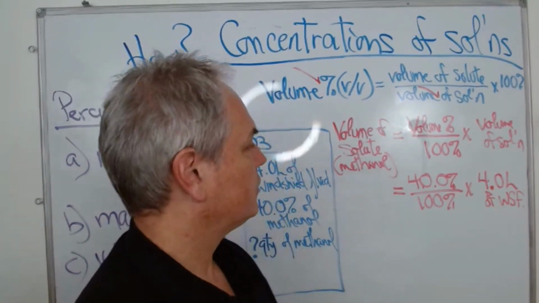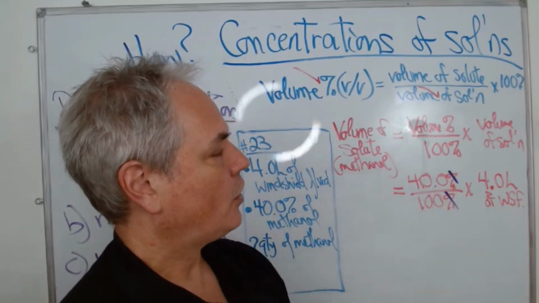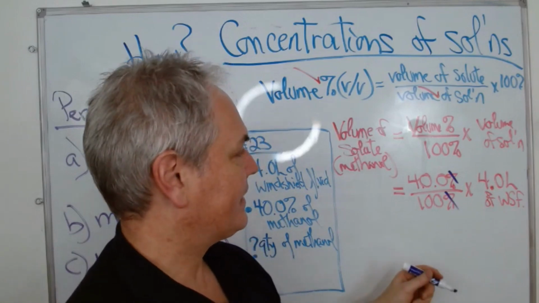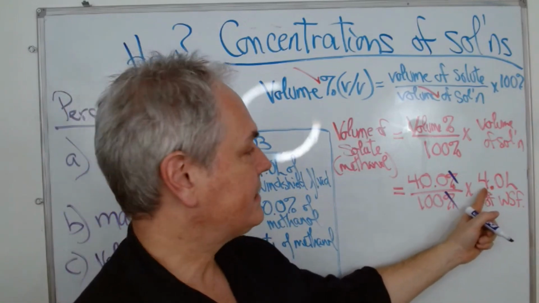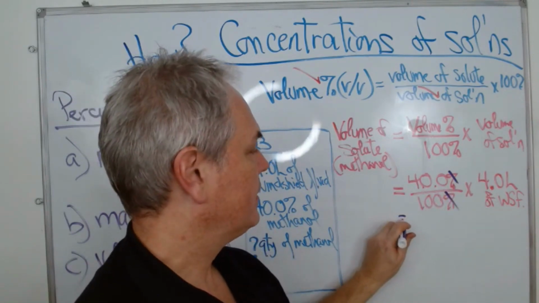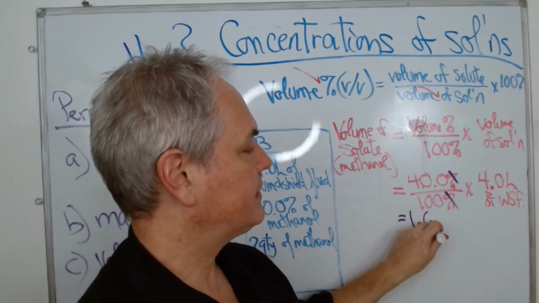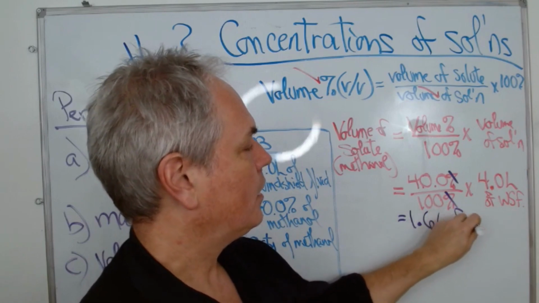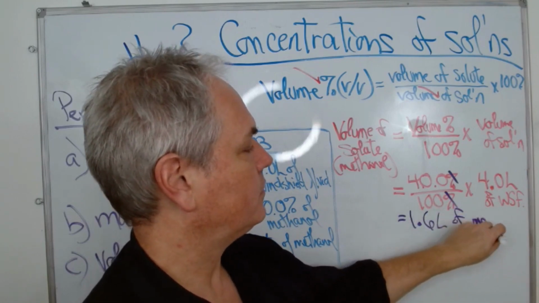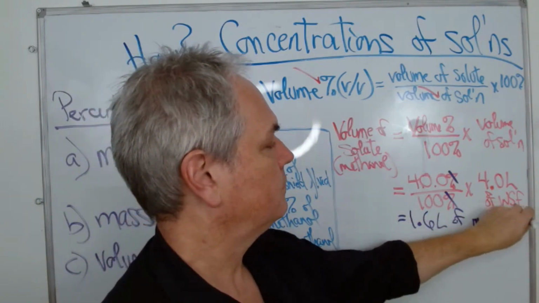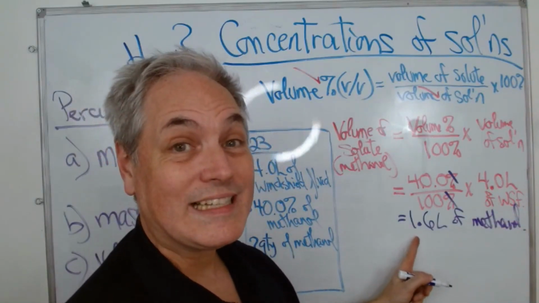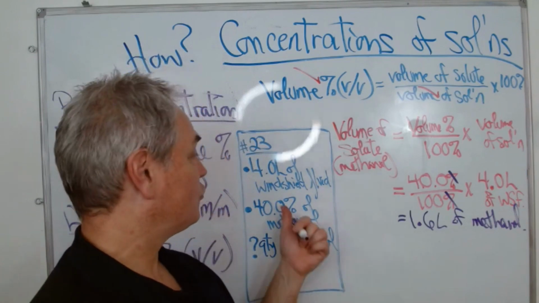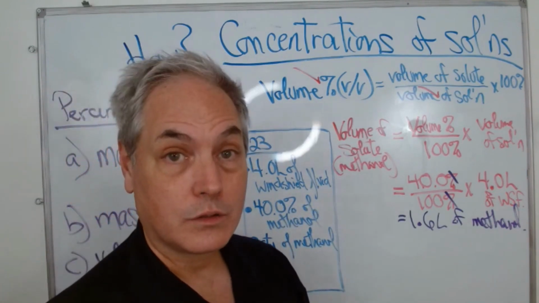Let's get another color. So the percentages are canceling out. So here we have 40 times 4, which is 160, divided by 100. That will give me 1.6 liters of methanol. Like this. So this is what we need. We need 1.6 liters of methanol to create 4 liters of windshield fluid.